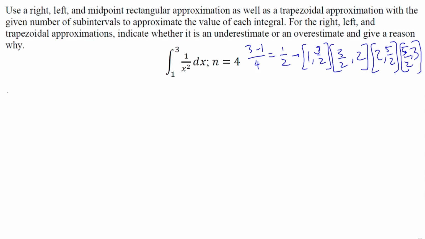And when we do our left approximation, we're just going to do the length of the subinterval, which is 1/2 this time, times the value at each of the left endpoints. Well, 1 over 1 squared is just 1. And then for the next one, we're going to have 1/2 of what we get when we plug in 3/2 into that. Well, 3/2 squared is 9/4, and 1 over 9/4 is going to be 4/9. So we have 1/2 of 4/9.